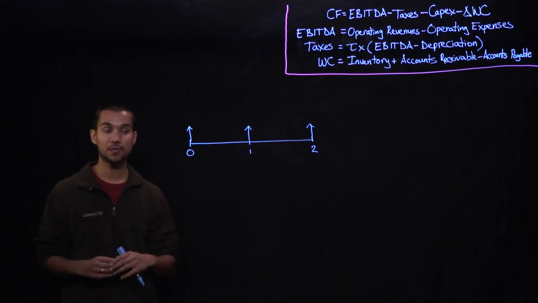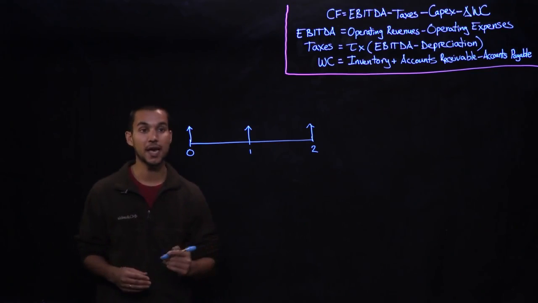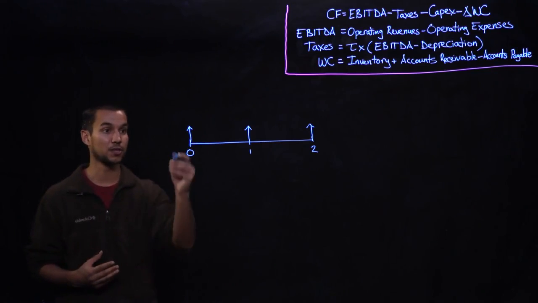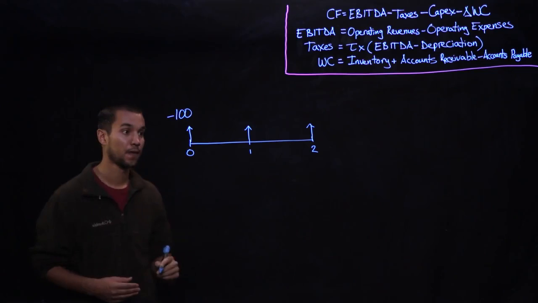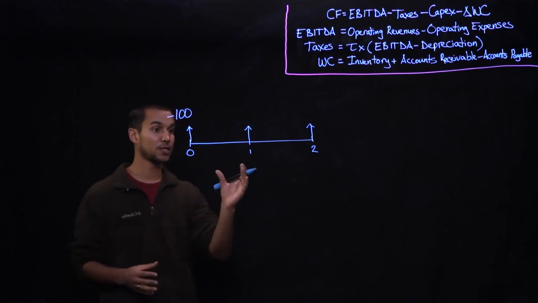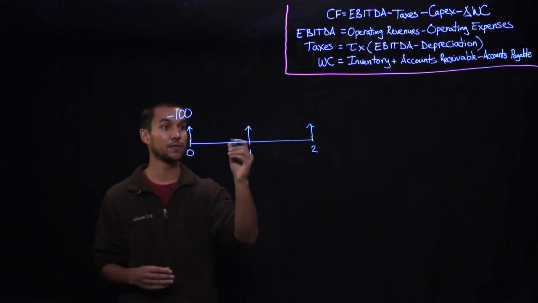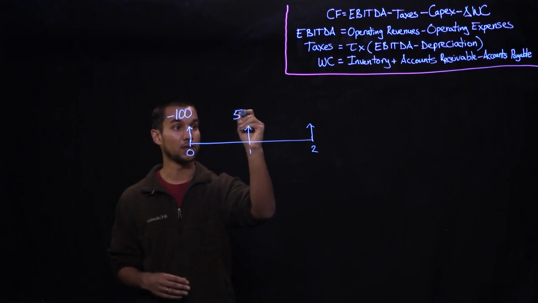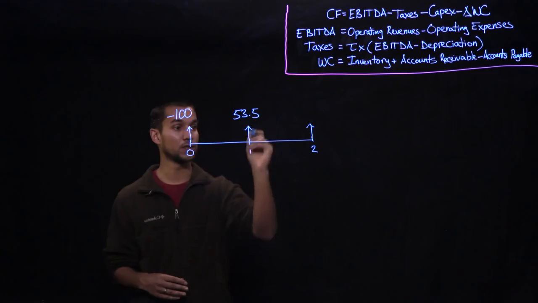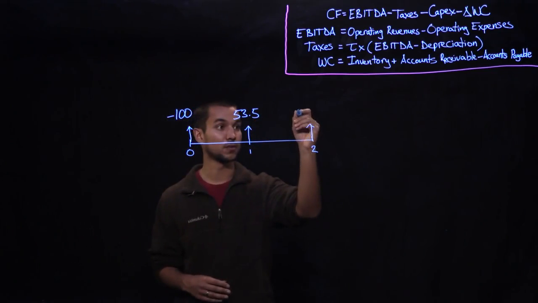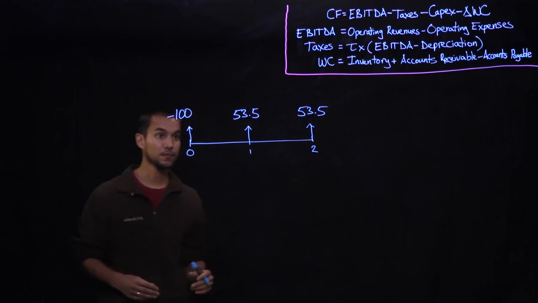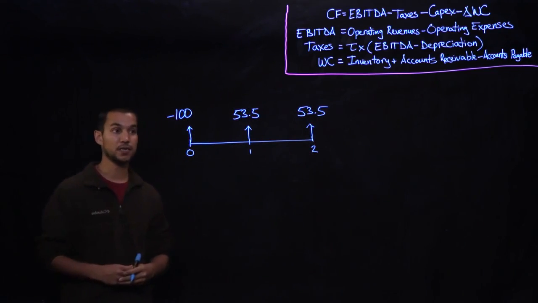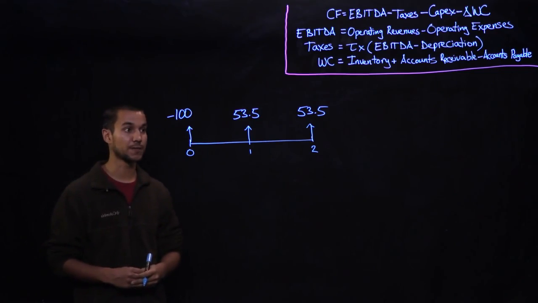Recall in the previous example, our project had an upfront capital expenditure of $100 million. And then this project would generate cash flows of $53.5 million in years 1 and 2. So let's see how we can calculate the internal rate of return of this project.